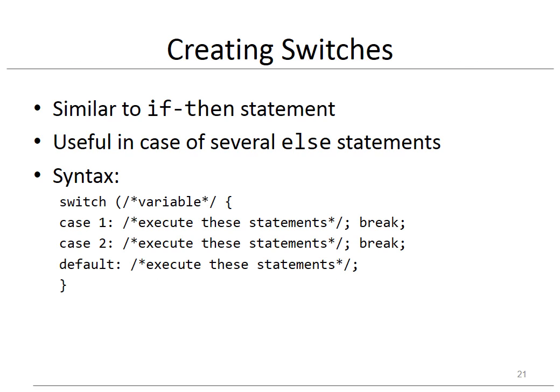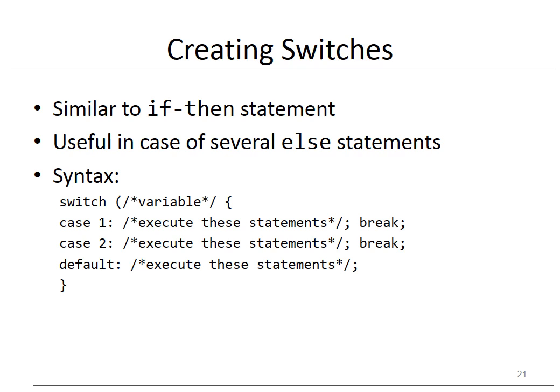Switches provide an alternative to if-then statements. They are particularly useful when you have several else clauses. A switch statement evaluates a single variable and, depending upon its value, executes a certain block of code. Here you can see the syntax of a switch statement. Each case is labeled with one possible value the variable might take. If the label matches the value of the variable, the statement that follows the colon for that case will be executed.